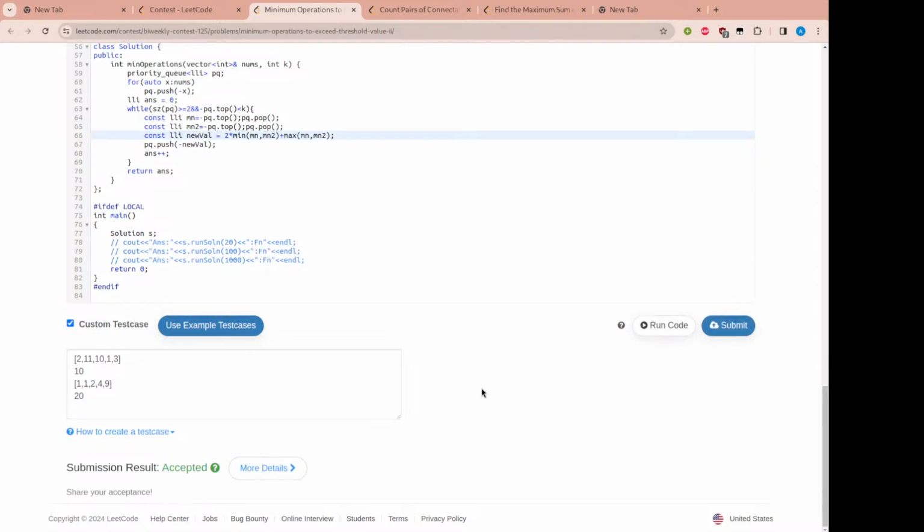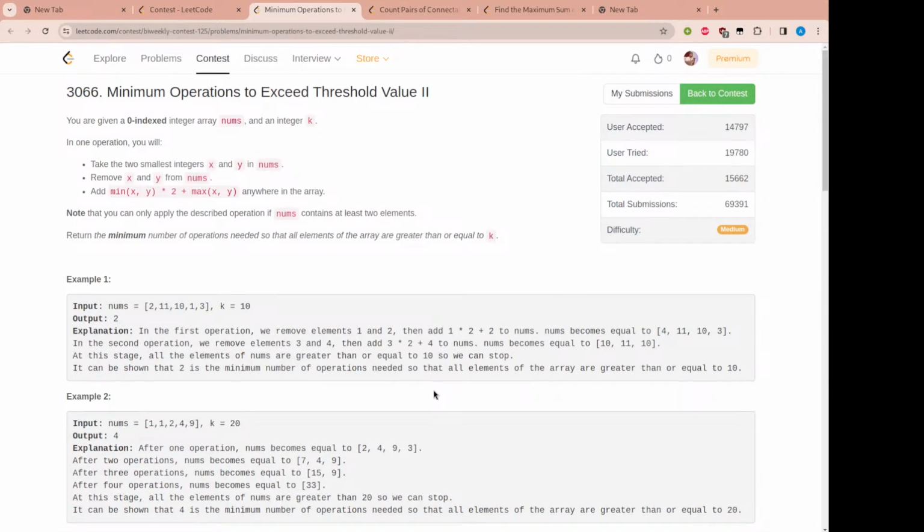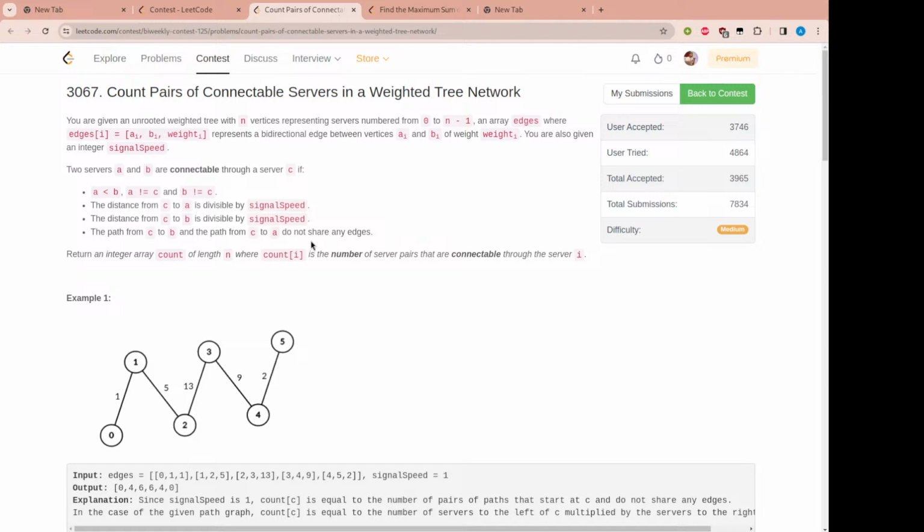So this was the idea for the second problem. Any questions on the first two problems before I move to the third problem?